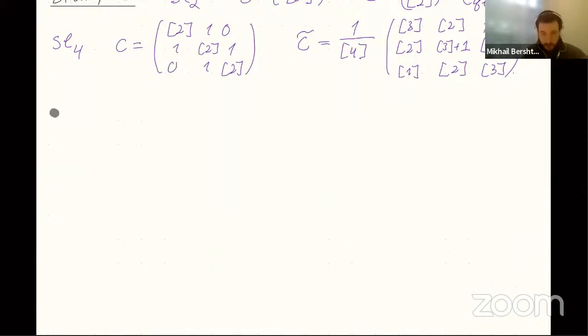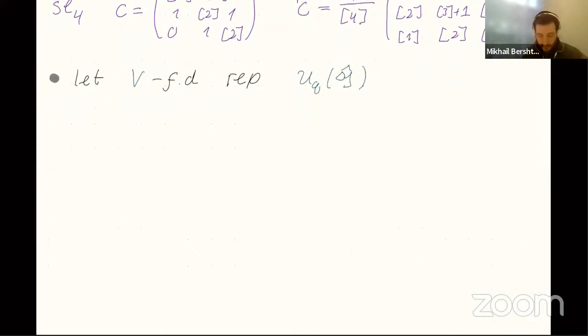Now let me recall that for any finite dimensional representation, let V be a finite dimensional representation of U_q of G hat. Then we have the definition of the q character. This definition looks like this.